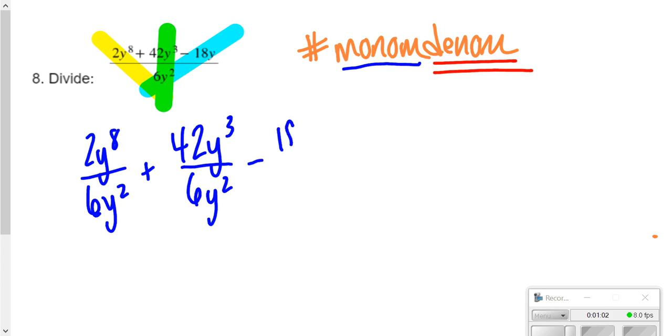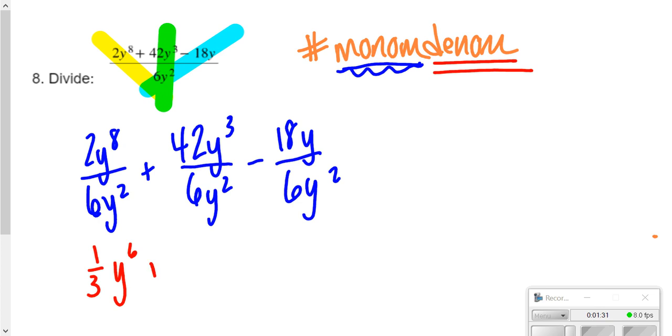Each piece on the top is divided by that monomial in the denominator, okay? You can write this step. You don't have to write this step. Really, the key is, if you get it right, we're happy, okay? So in this first bit, the part that I had yellow highlighted, you have y to the 8th over y to the 2nd. So that's y to the 6th. And then 2 over 6 is the number 1/3.